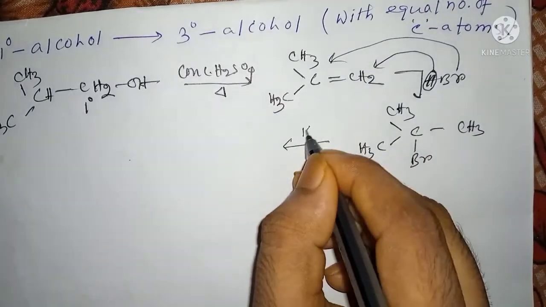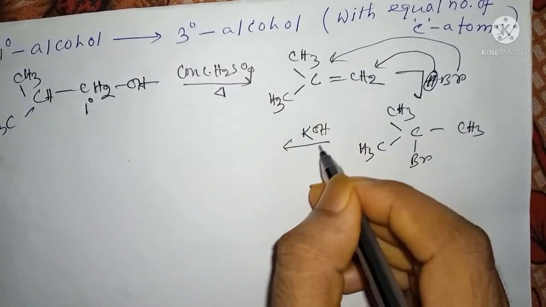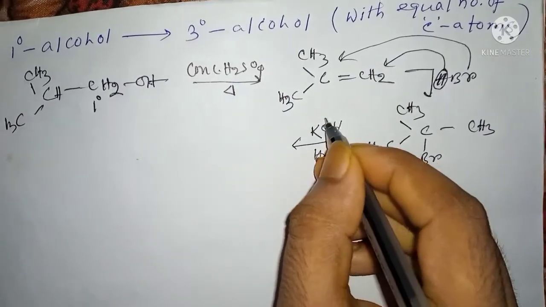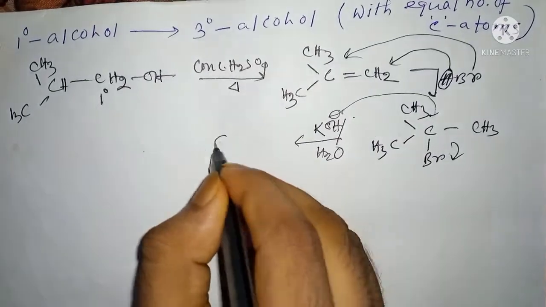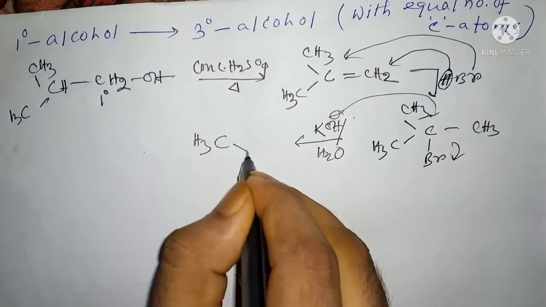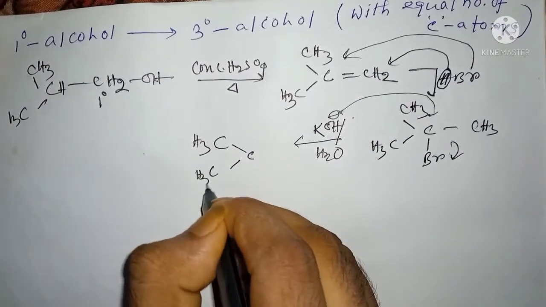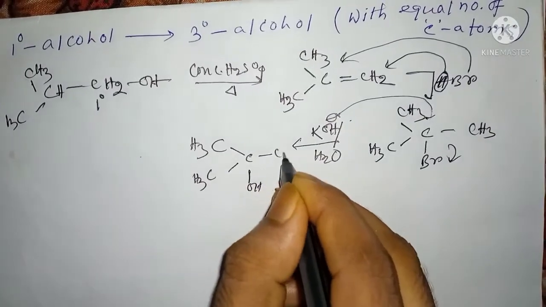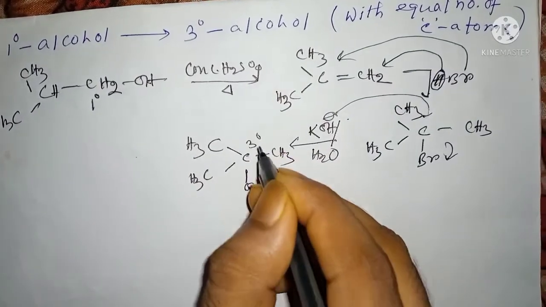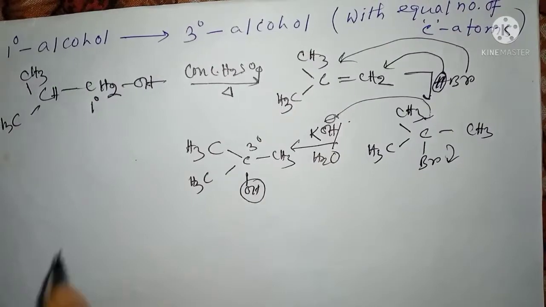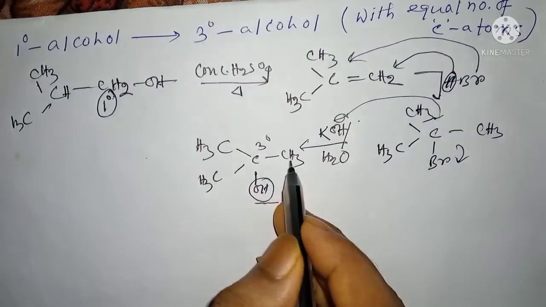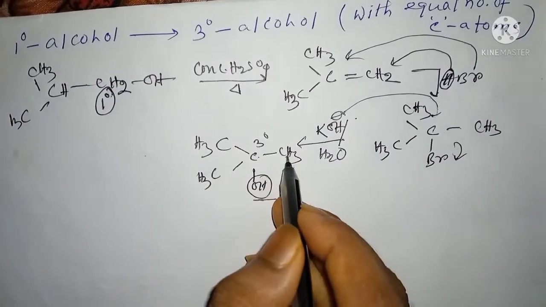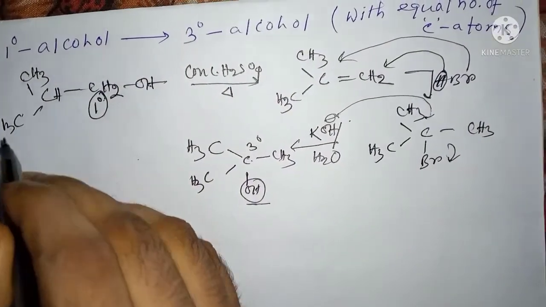Then KOH, H2O, so OH minus attaches to this carbon and Br minus is removed. So (CH3)3COH. This is a 3 degree carbon, so this is a 3 degree alcohol. So 1 degree alcohol is converted to 3 degree alcohol, but the carbon numbers are the same: this is 1, 2, 3, 4 and this is also 1, 2, 3, 4.